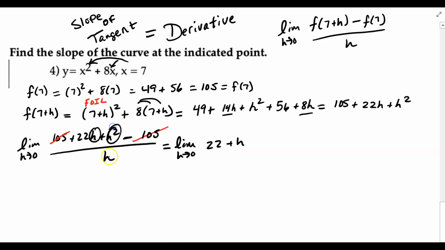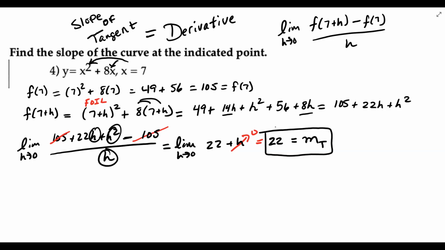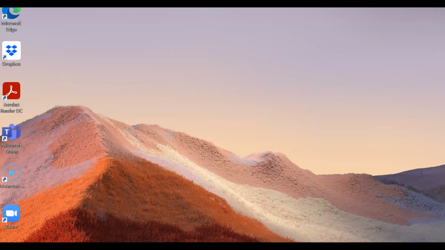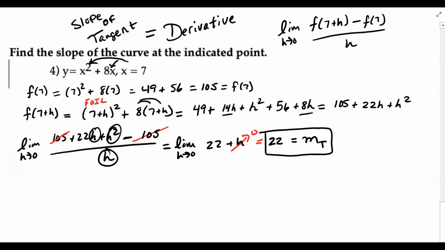When you divide out h from here, here, what does that look like? Well, now h goes to 0, so I am left with 22, and the limit of a constant is the constant itself, 22. This is the slope of the tangent. This is the derivative. If I were to ask you, what is the derivative of y equals x squared plus 8x at x equals 7, you would say the derivative is 22. All right, that's what it is. So this is just a word on derivatives: the slope of the tangent, the slope of the curve at a point, is the derivative, and in this case for this problem, 22.